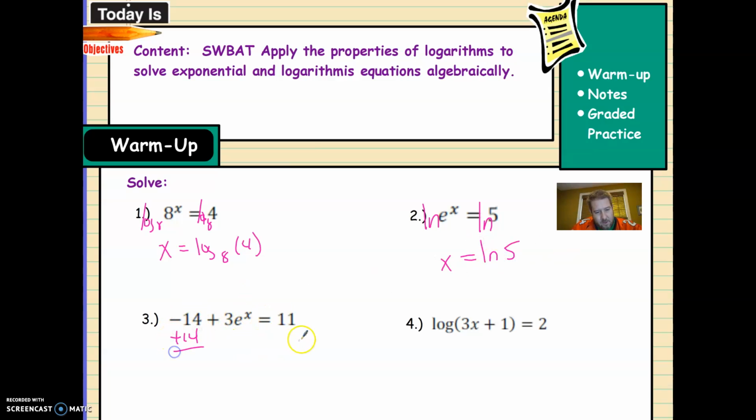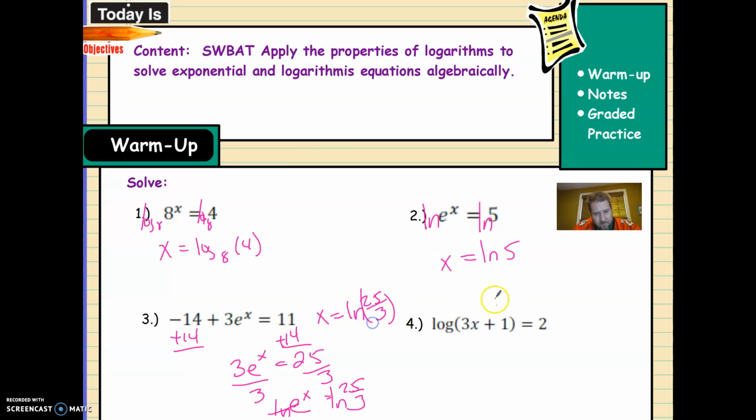This one I would add 14 to both sides. That gives me 3 times e to the x power equals 25. If I divide both sides by 3, now 25 doesn't divide by 3 equally, so I'm going to leave it the way it is. E to the x power equals 25 thirds. Natural log of both sides cancel out, and there's your answer. So natural log of 25 thirds.